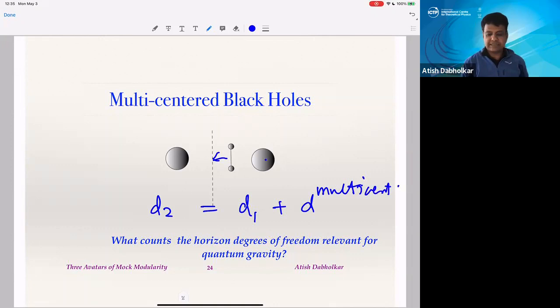So the degeneracy of the single-centered black hole does not change, as you expect from quantum gravity. But the degeneracy of multi-centered black holes changes because the multi-centered black holes may or may not exist depending on the moduli.